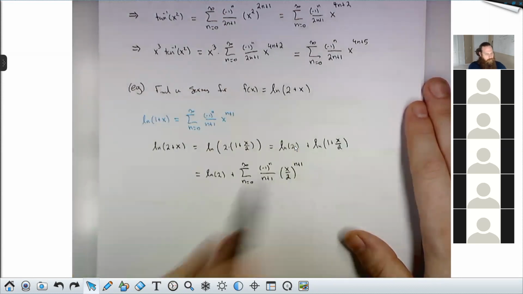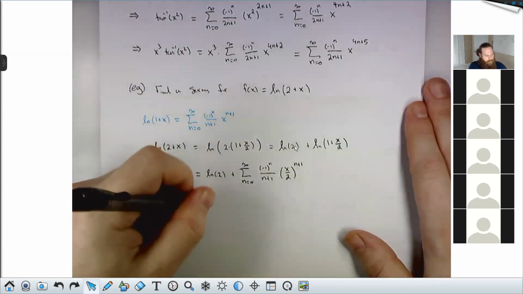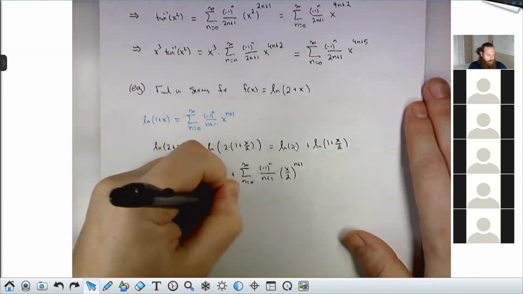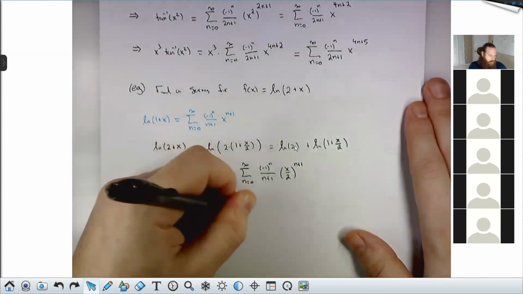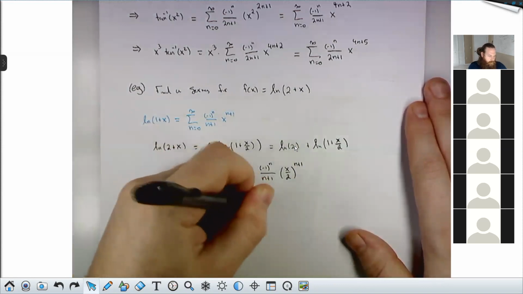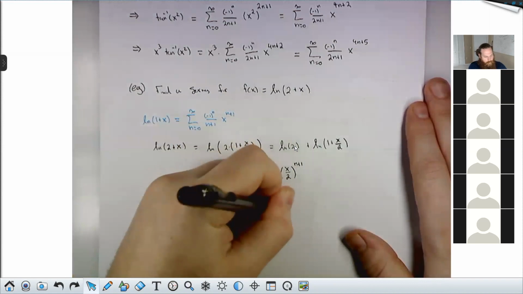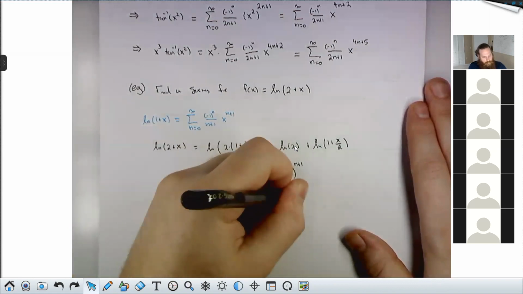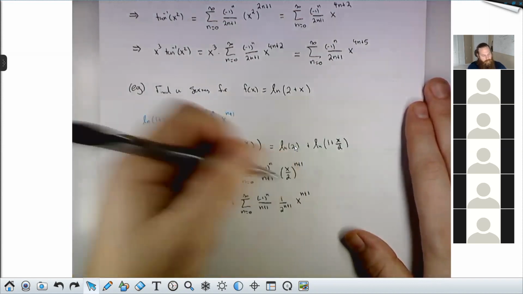And we can simplify this piece. This is negative 1 to the n over n plus 1 times 1 over 2 to the n plus 1 times x to the n plus 1.